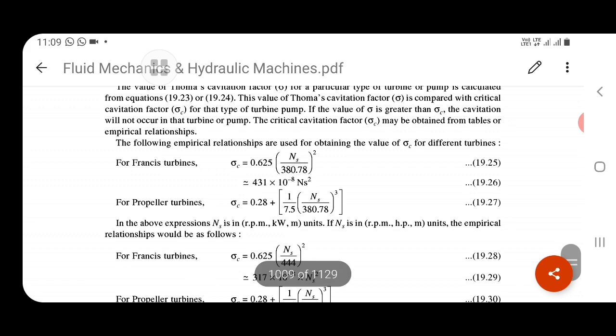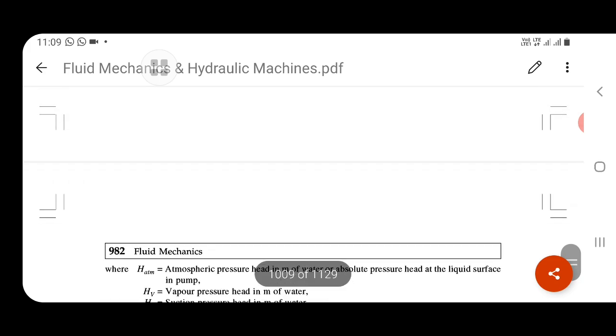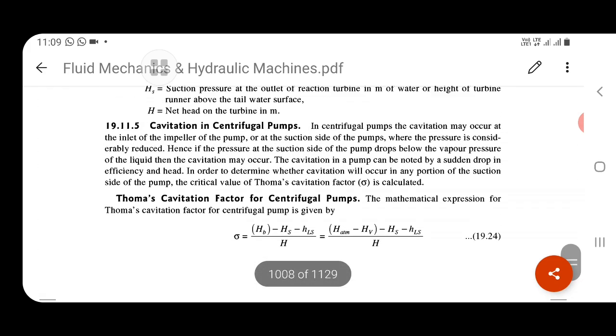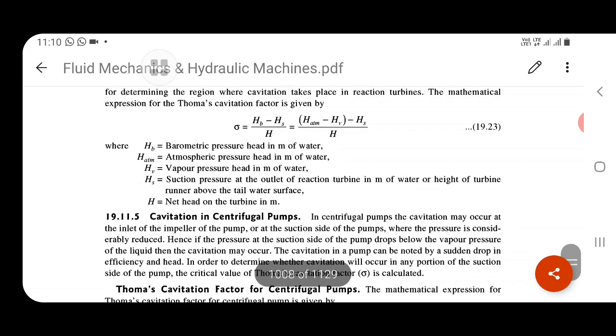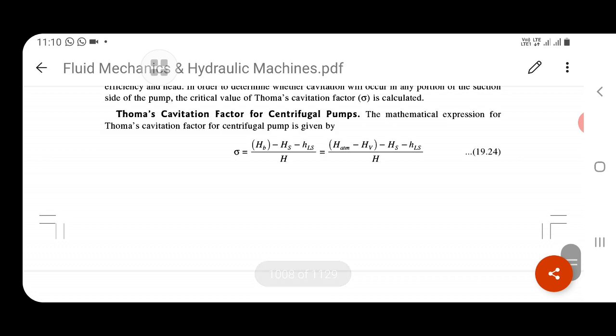For the turbine it gives some values. The value of sigma is greater than sigma c. So the Thoma cavitation factor for a turbine or pump is calculated from the equation: sigma equals H atmosphere minus HV minus HS minus HLS upon H. So write down this.